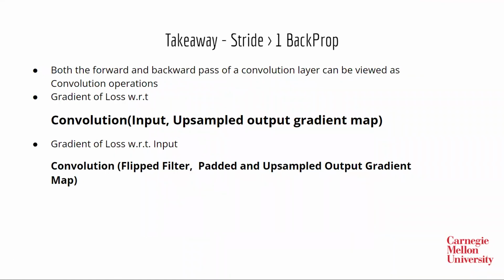So again, takeaway for stride greater than 1 backprop: you can view the gradient of loss with respect to filter, there's a typo here, as a convolution between the input and the upsampled output gradient map. You can view the gradient of loss with respect to input as a convolution between your flipped filter and the padded and upsampled output gradient map. So both things will come into picture.